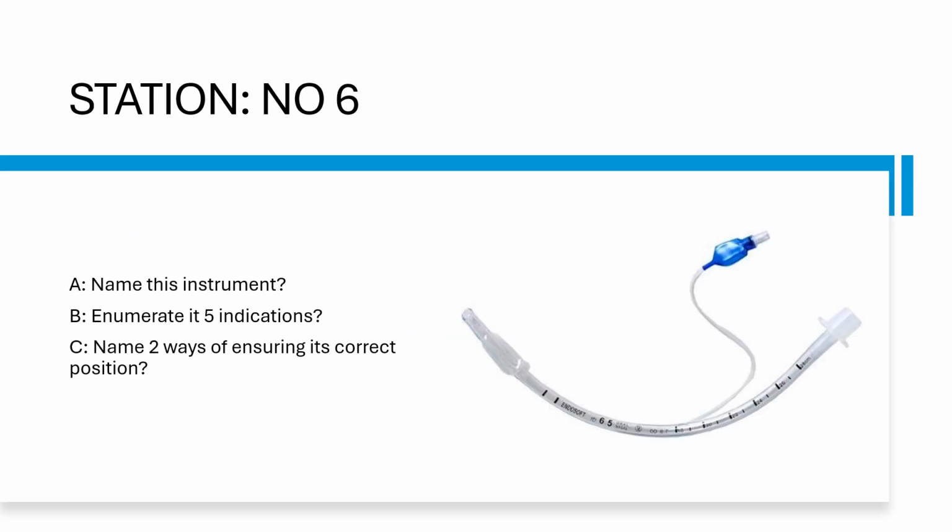Station number 6, there is an instrument on the table and we have to name this instrument. Question B, enumerate its 5 indications. Question C, name 2 ways of ensuring its correct position. Please guys, look at the table.